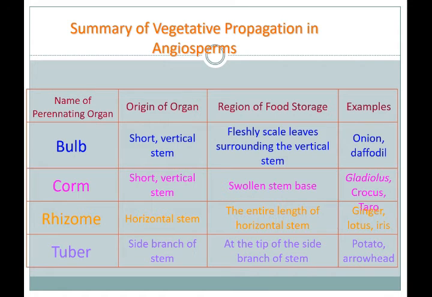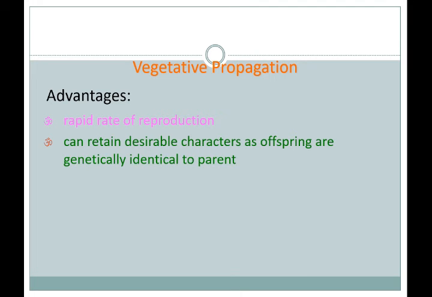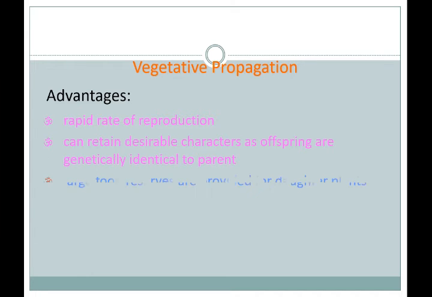Tubers put food in the side branch of the stem. They put the food at the tip, for example, the potato. Advantages: rapid rate of reproduction, can retain desirable characters as offspring, are genetically identical to parents, meaning that all vegetative propagation plants are clones of their parents.